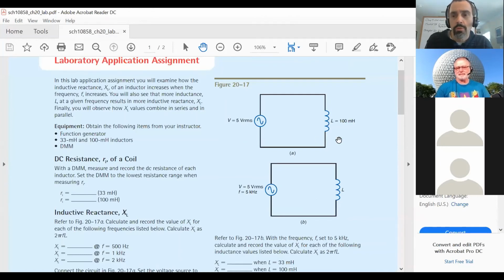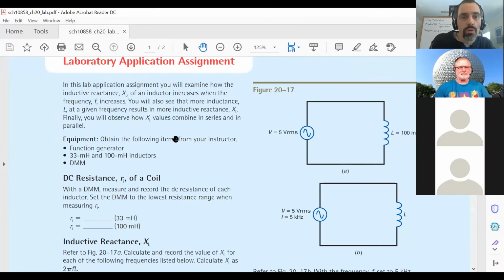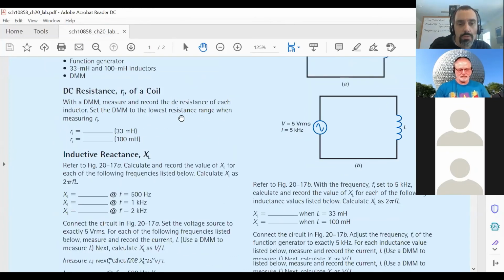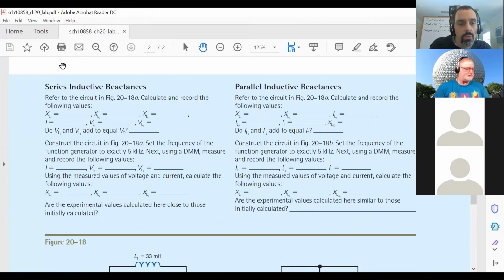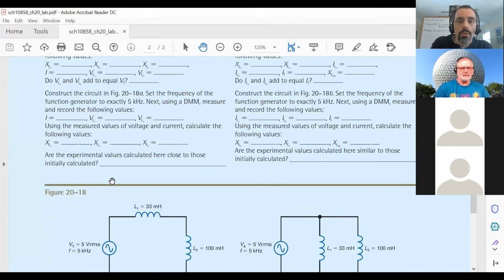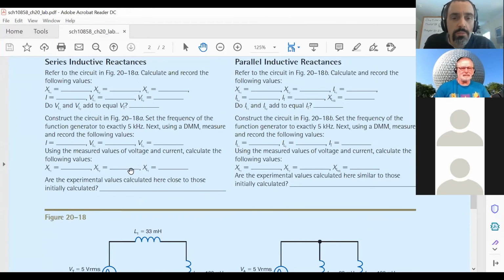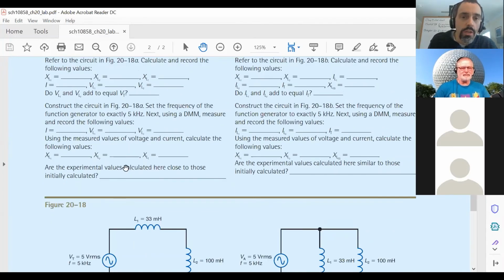Okay. All right, real quick, we'll finish it up. We'll do a little bit of this one. See if this is the one I want. XL, yeah, we'll do the bottom part, inductive reactance. We'll do this series one, and next week we can pick up the parallel one. All right, so XL1, XL2, and XL3. So right here, you guys are going to tell me what I'm going to put in.